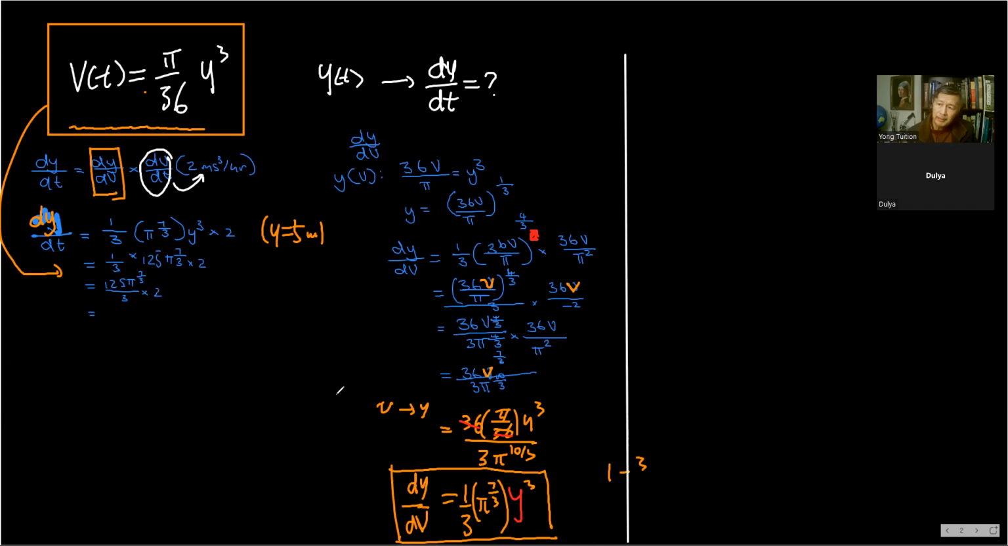Can we use a different method to double check your result? Now, I will not use this chain rule. What I do, can we just start from here? V equal to pi over 36, y to the power of 3, right? Can we just do the first derivative on both sides with respect to time?